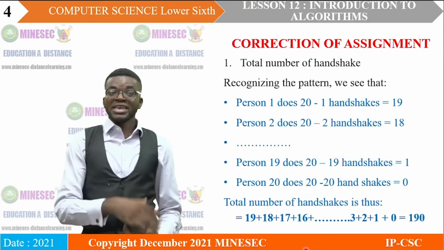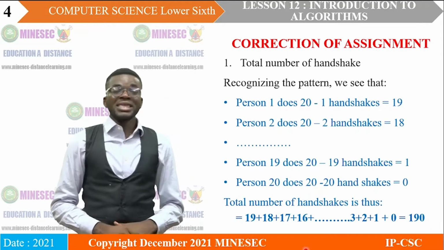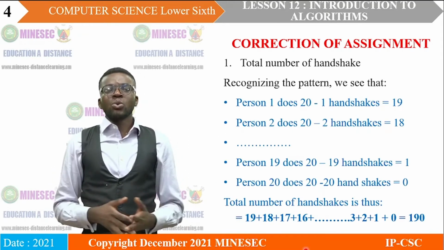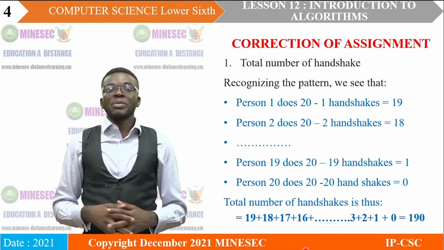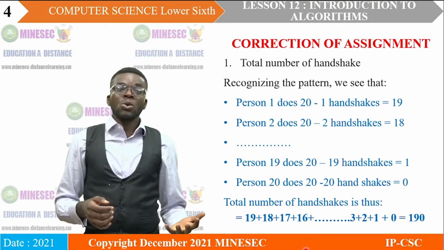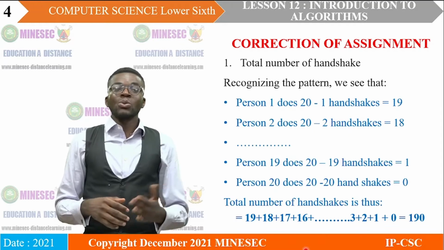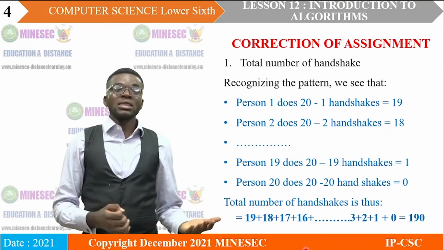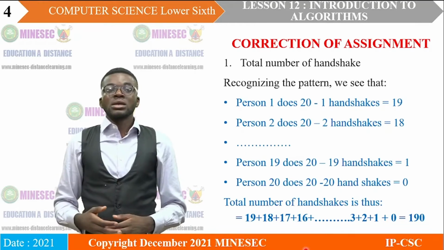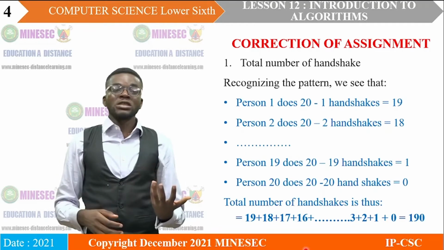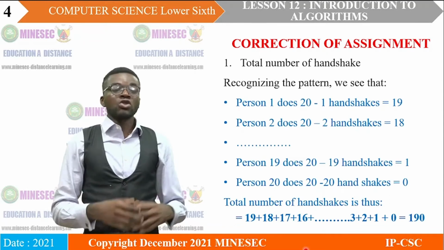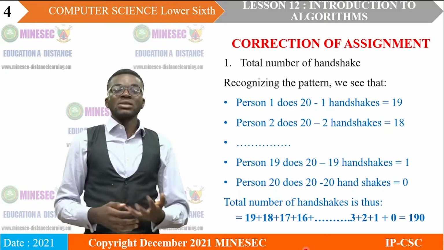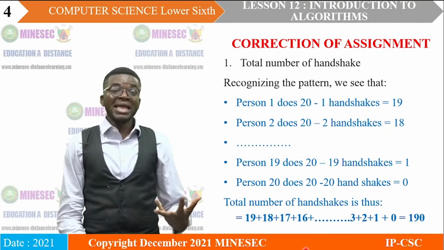So if we come back here to the first one, let's take our i to be equal to 1. The first person would do 20 minus 1 handshakes. That is, here our n is 20, so it is n minus 1. The next one, where i is set to 2, the second person, is going to be n minus 2, up to where we have n minus n at the end of the list.